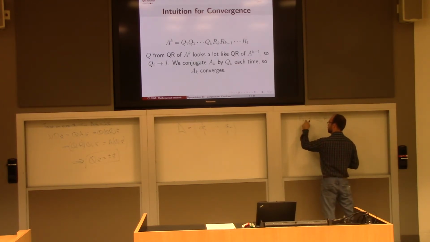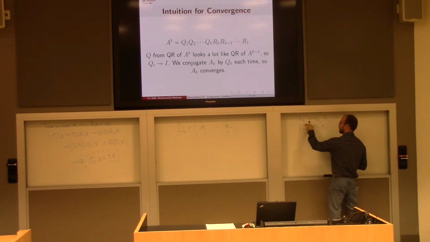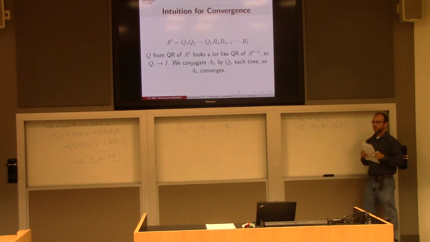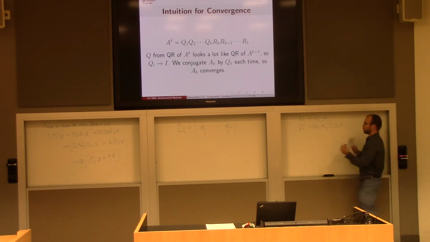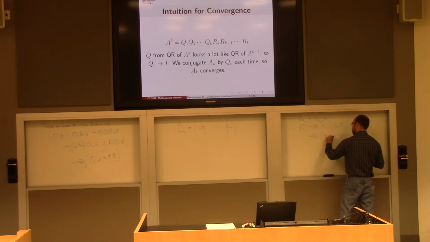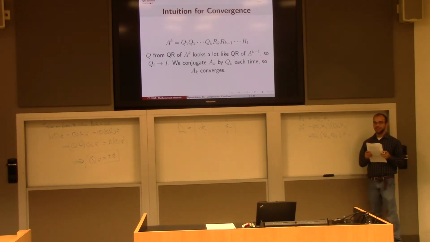So what is A squared? Well, it's Q1R1 times Q1R1, right? Because this is A times itself. Now we're going to apply one of the two tricks we know how to do in CS205. We're going to say this thing is the same as Q1R1, Q1R1. All I did was group it differently.